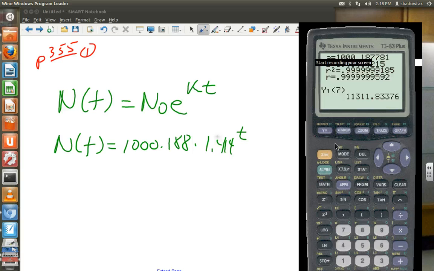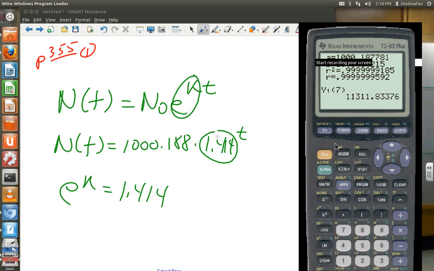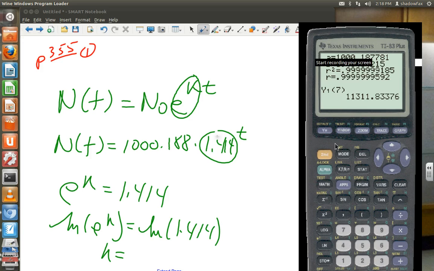Can you change it? Can you figure out what k is? Sure. If e to the k is 1.414, how do you find k? ln. So you could write it in that form if you want to. If you ln both sides, you get that k is the ln of 1.414. Now what is that? That's square root of 2.